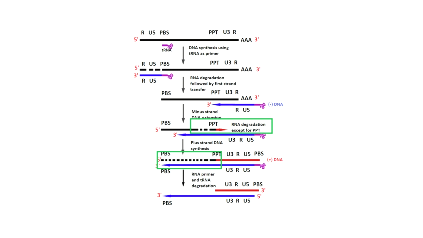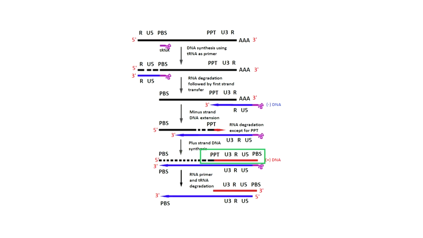Now this polypurine tract sequence actually acts as a primer for the synthesis of a second strand of DNA. See, there's going to be a double-stranded DNA structure that will move to another region in the chromosome. So the first strand is being synthesized and the second strand is synthesized using that PPT as a primer.